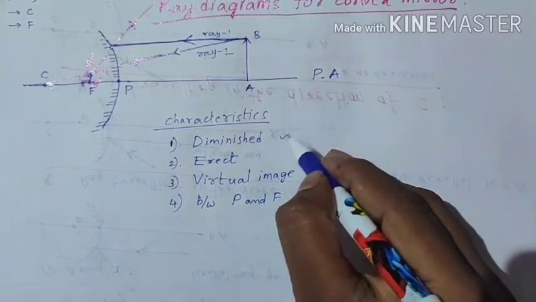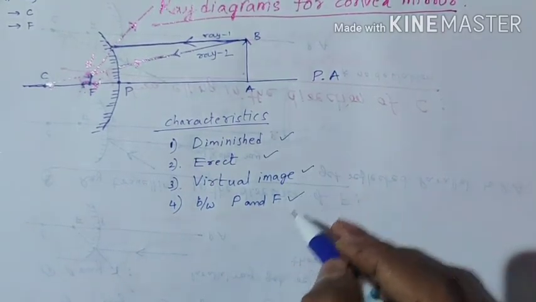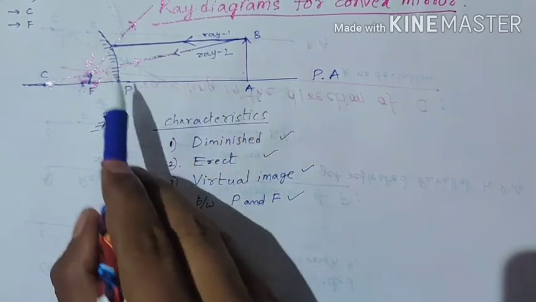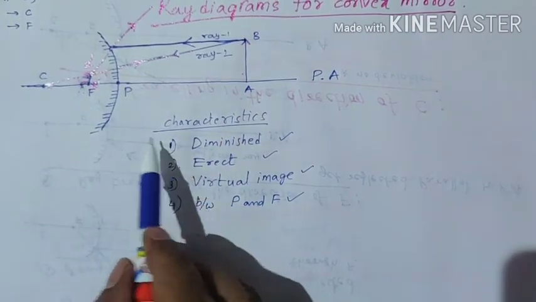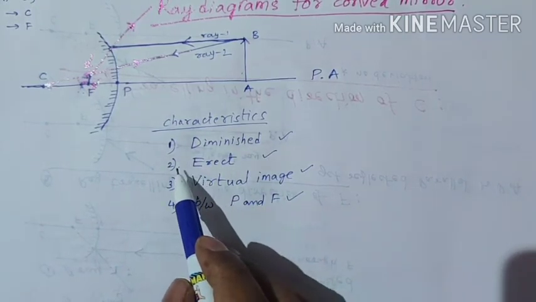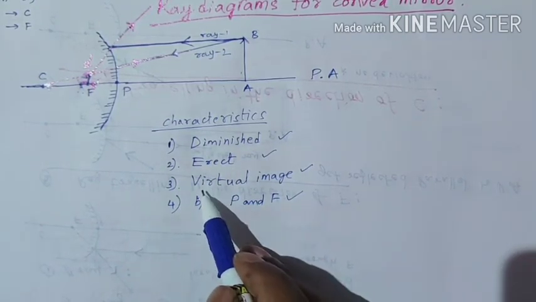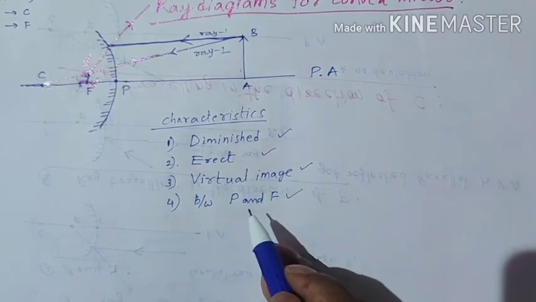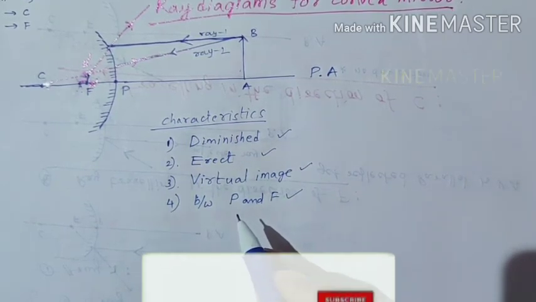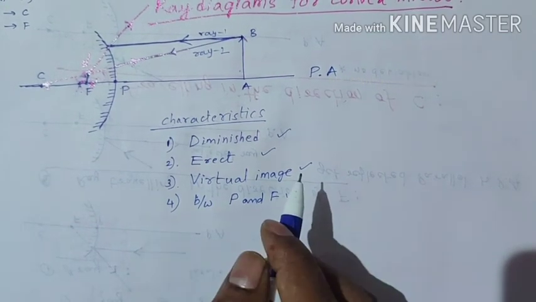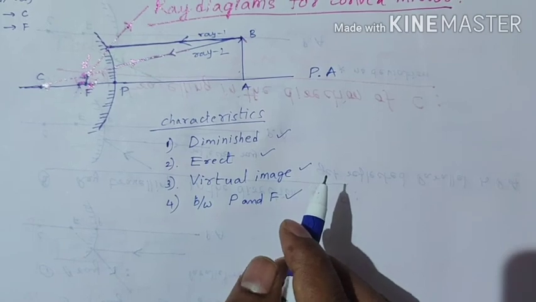So these are the four characteristics of the image formed by the convex mirror, and these four characteristics are similar for any object. If it is placed anywhere in front of the convex mirror, the image will be formed between pole and focus, and it will be diminished, erect, and virtual. The characteristics will be the same for any image formed by the convex mirror. So this is all about ray diagrams for convex mirror.